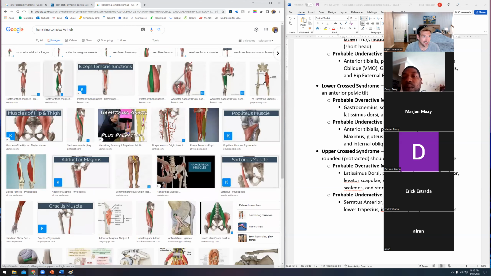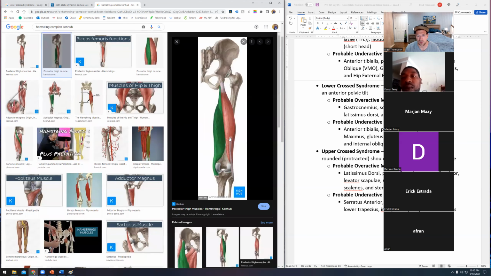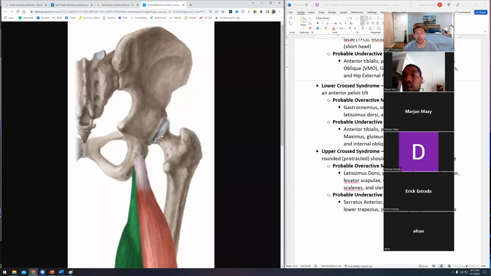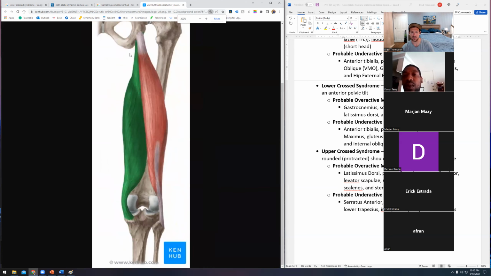The pictures are the best. This is both hamstrings, one's in green, one's in red here, but there's two sides to your hamstrings. You've got the medial side and the lateral side. Both hamstrings in this case need to be strengthened.